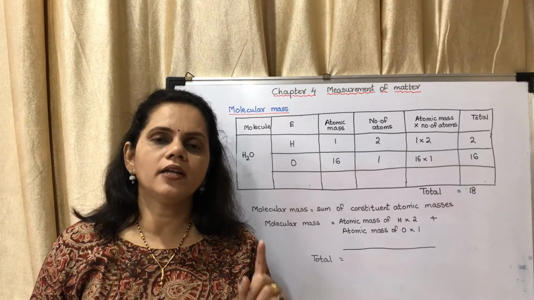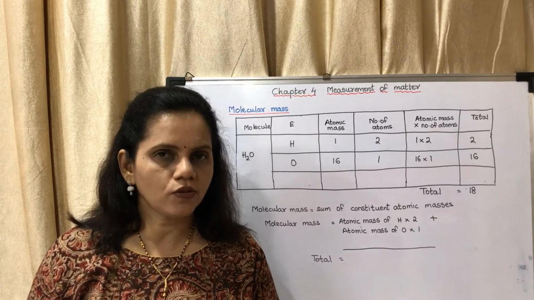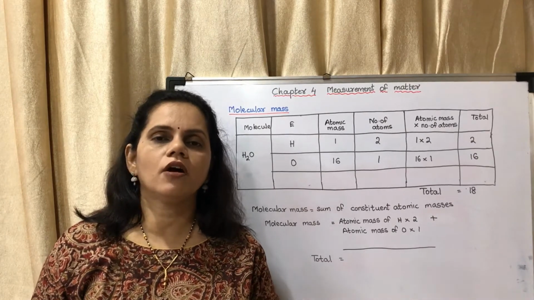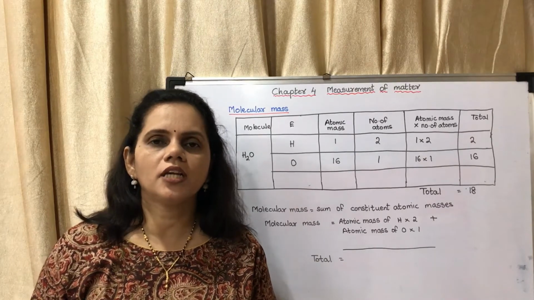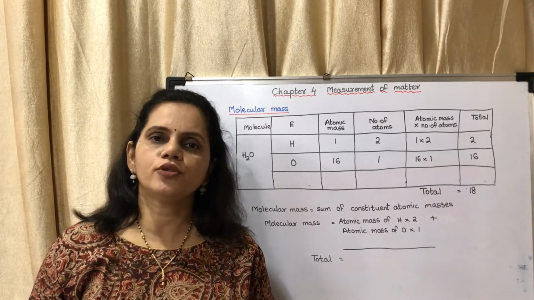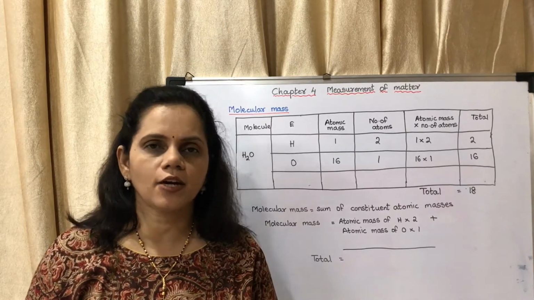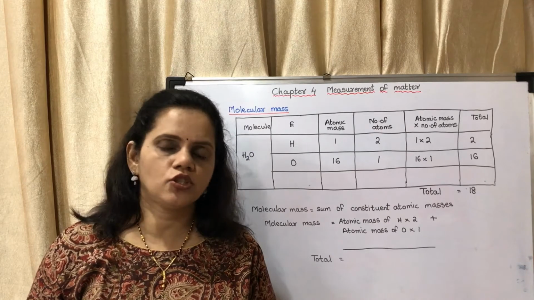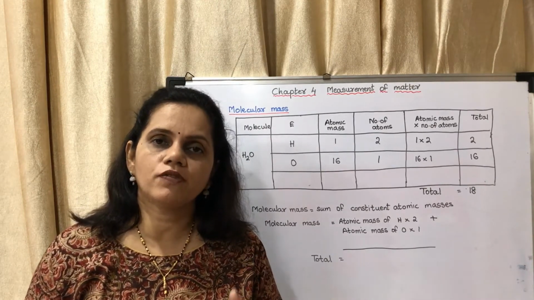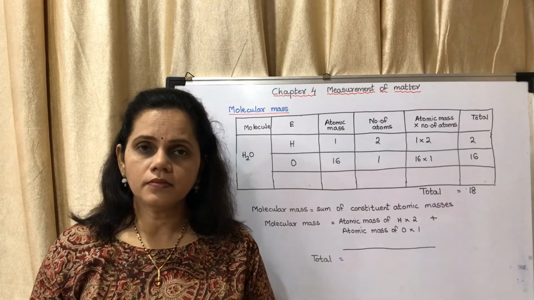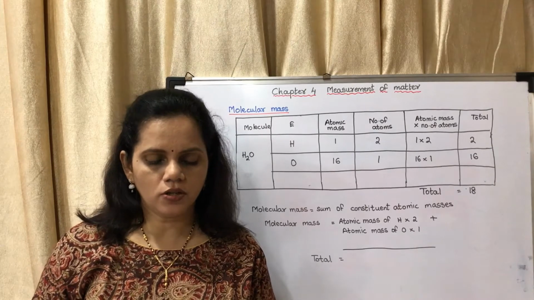That means one molecule of oxygen means two atoms of oxygen. One molecule of hydrogen means two atoms of hydrogen. One molecule of chlorine means two atoms of chlorine. That is the meaning. So O2 means how many atoms? Two atoms. H2 means how many atoms? Two atoms. So what are the examples of diatomic molecules? Oxygen, hydrogen, and nitrogen also.